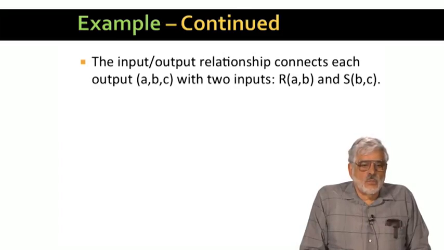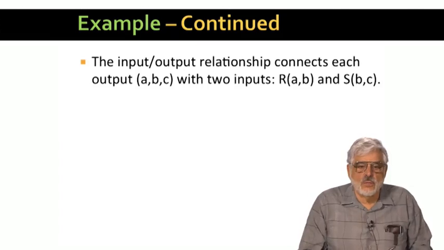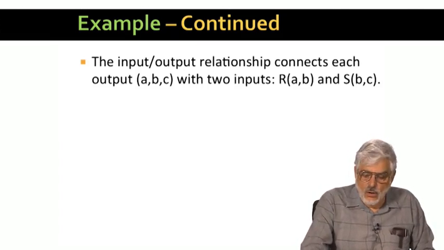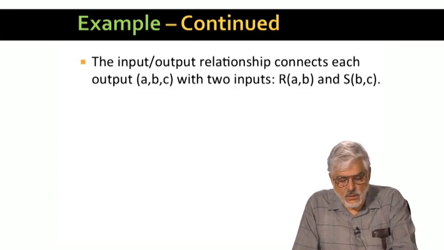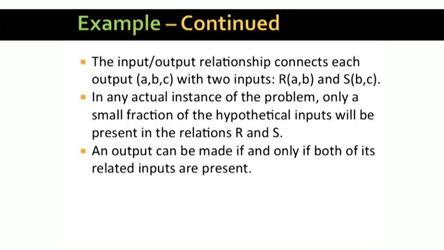In this problem, each output ABC is connected to two inputs, the inputs that justify the presence of that output in the join. Those two inputs are R of AB and S of BC. In practice, the actual relations R and S will have only a subset of the hypothetical inputs. So when we compute the join, we want to make an output ABC only when both of the inputs that join to make the tuple are present on the input. So the actual outputs will also be a fraction of the hypothetical outputs.